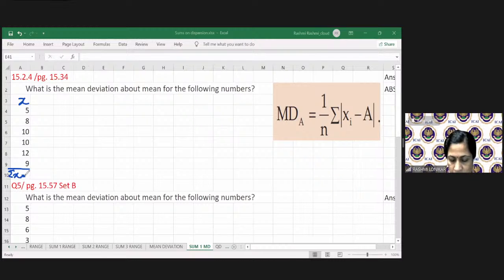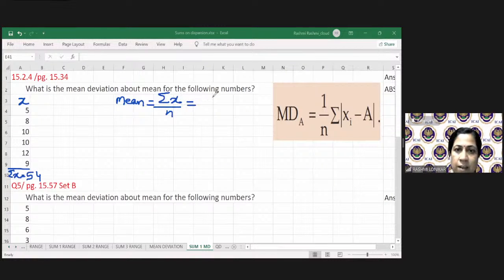Can we add them up? 5 plus 8 plus 10 plus 12 plus 9 plus 10, 54. Now what is the formula for mean? I hope all of you remember, mean will be equal to summation x upon n.